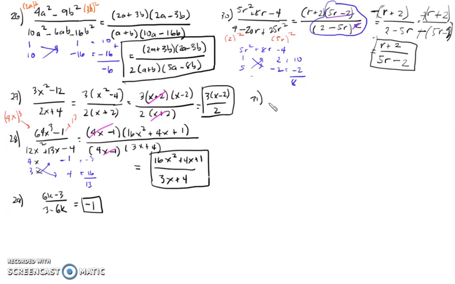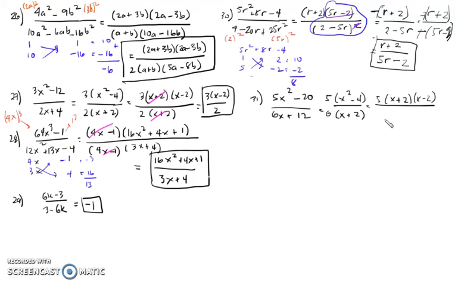We have here 5x squared minus 20 over 6x plus 12. So common factor is 5, that gives us x squared minus 4 all over common factor is 6, that gives us x plus 2. Still can be factored. This can be factored, that is x plus 2, x minus 2 all over 6 times x plus 2. So cancel x plus 2. Our final answer would be 5 times x minus 2 over 6.